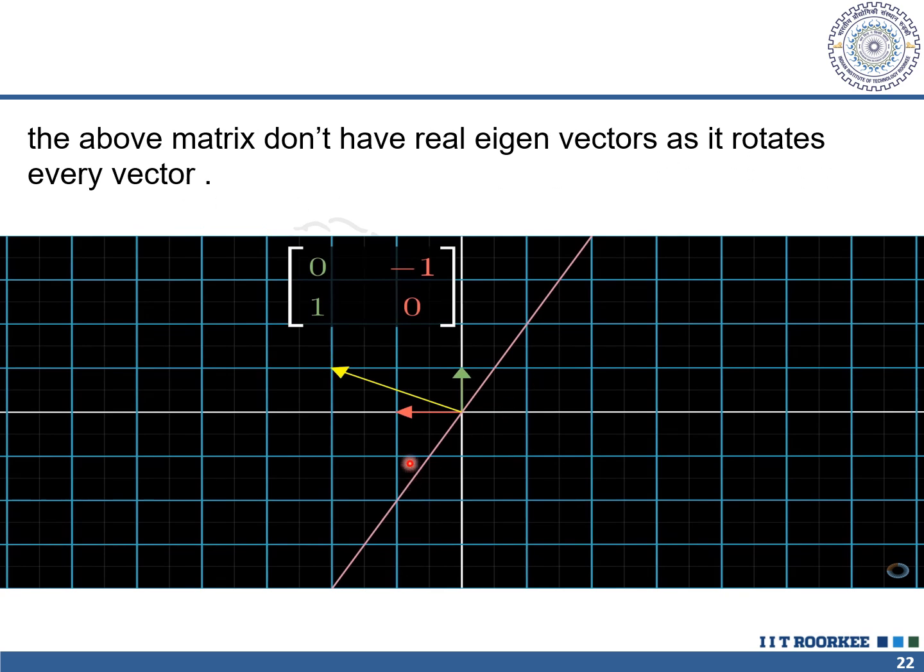You can see the graph after rotation. This is the span which was shown in the previous figure, and it rotated by 90 degrees. You can see 90 degrees here. The above matrix doesn't have real eigenvectors as it rotates every vector. So when you try to find eigenvalues, you will find the eigenvalues to be complex values. So we can say there are no real eigenvectors as it rotates every vector.